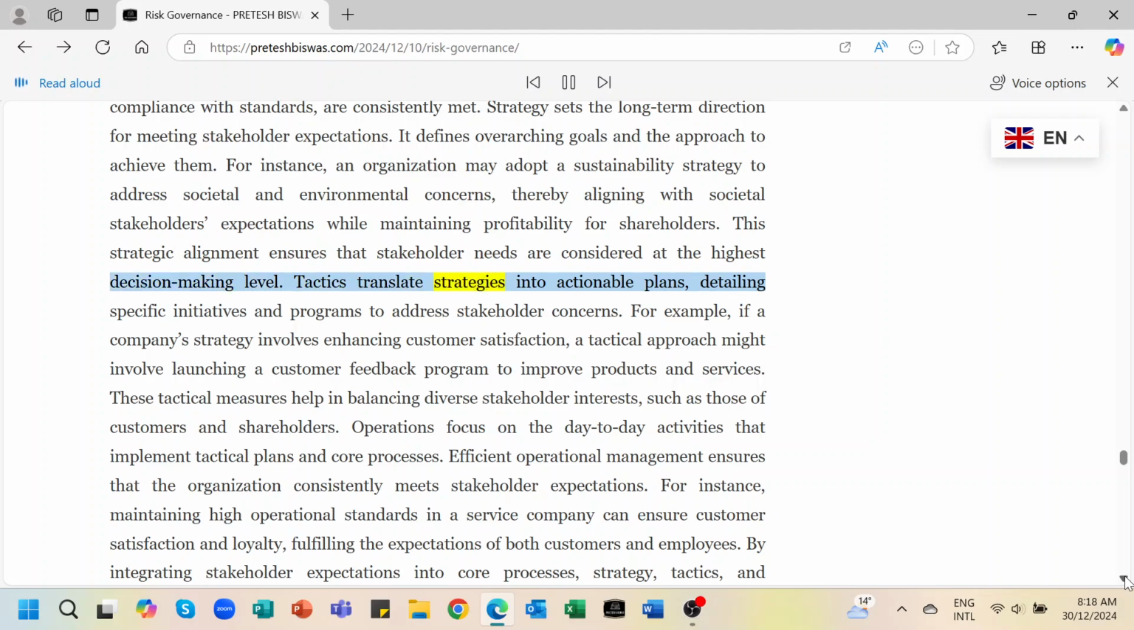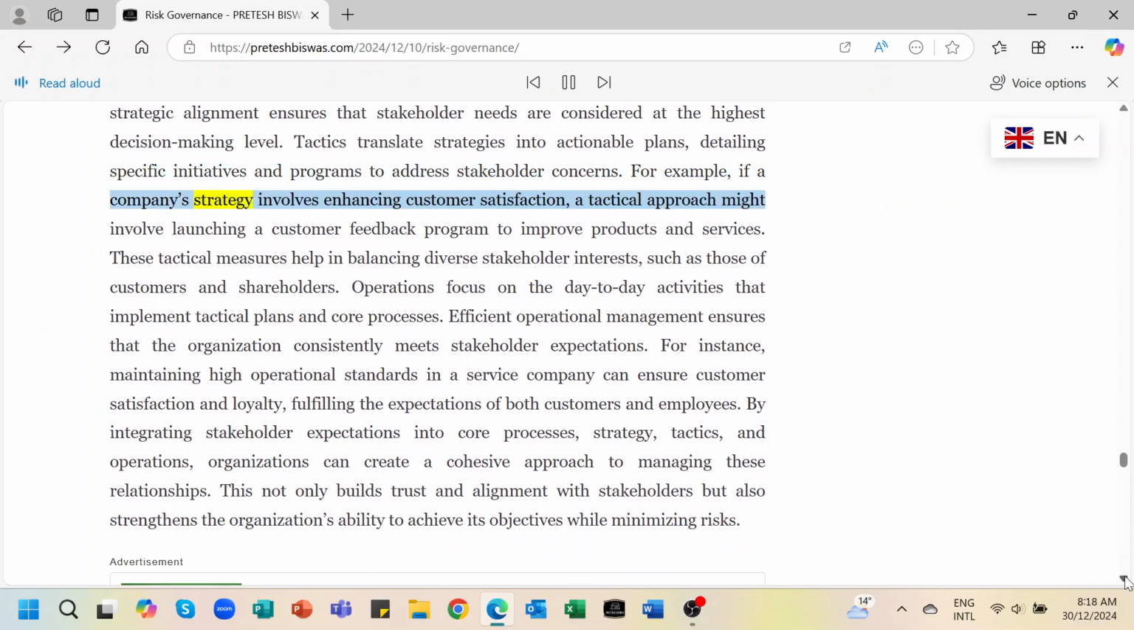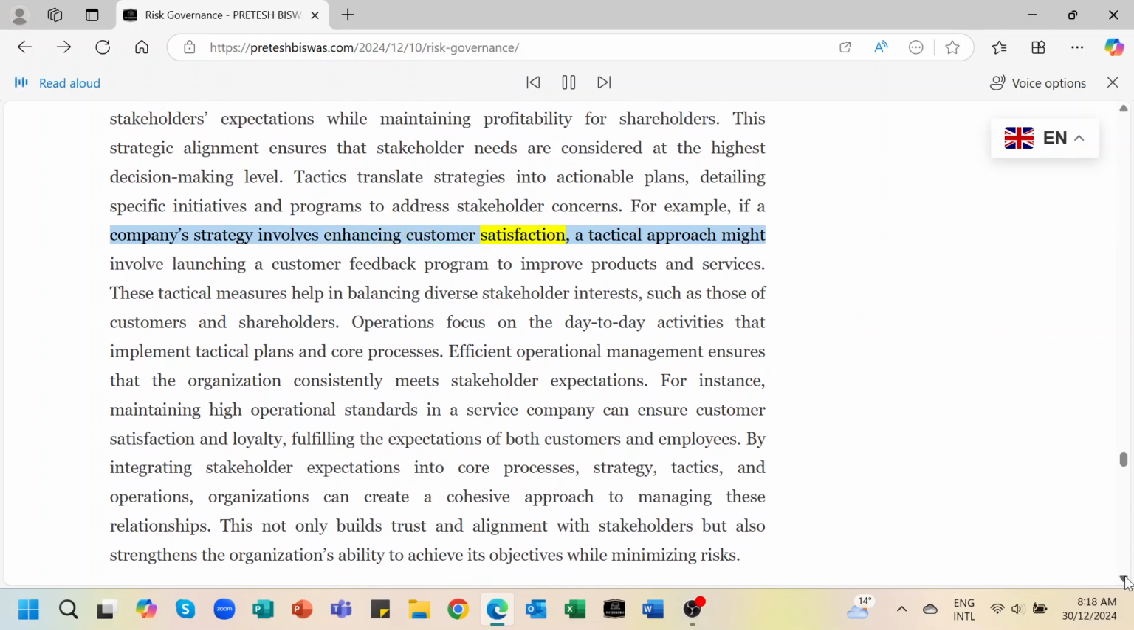Tactics translate strategies into actionable plans, detailing specific initiatives and programs to address stakeholder concerns. For example, if a company's strategy involves enhancing customer satisfaction, a tactical approach might involve launching a customer feedback program to improve products and services. These tactical measures help in balancing diverse stakeholder interests, such as those of customers and shareholders.